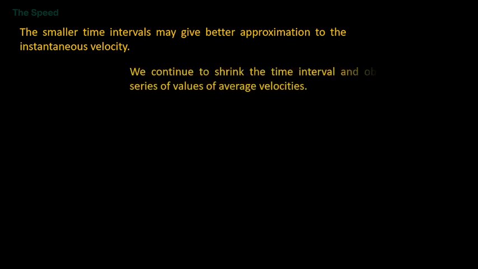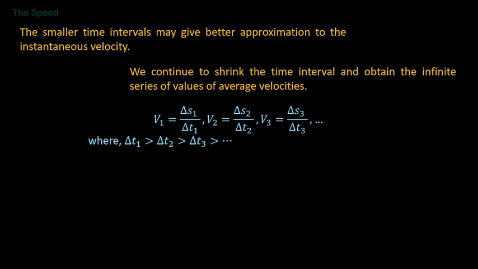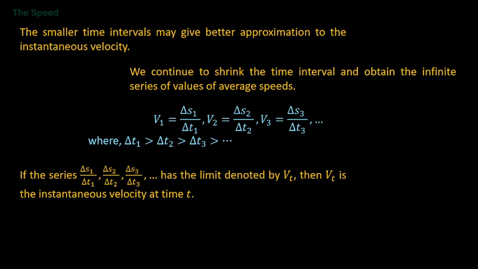The smaller time intervals may give a better approximation to the instantaneous velocity. We continue to shrink the time interval and obtain an infinite series of values of average speeds. If the series of values delta s1 divided by delta t1 and so on has the limit denoted by vt, then vt is the instantaneous velocity at time t.